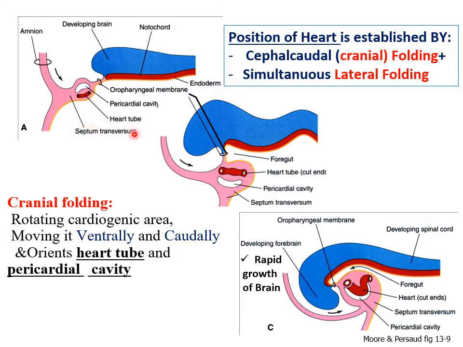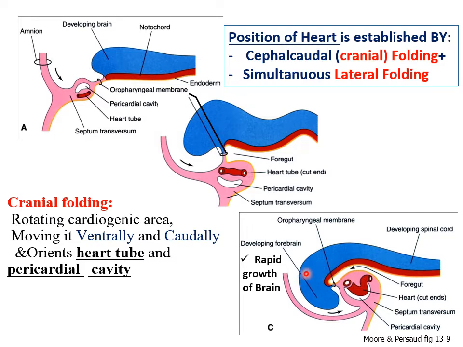Coming here, by more development, there will be some sort of rotation of the cardiogenic area. The cardiogenic area will be rotated, moving to the ventral aspect and to the caudal aspect. The brain is growing more rapidly than other parts of the embryonic disc, so as if it will be pushing the heart tube more caudally so as to come in its place in the thorax.